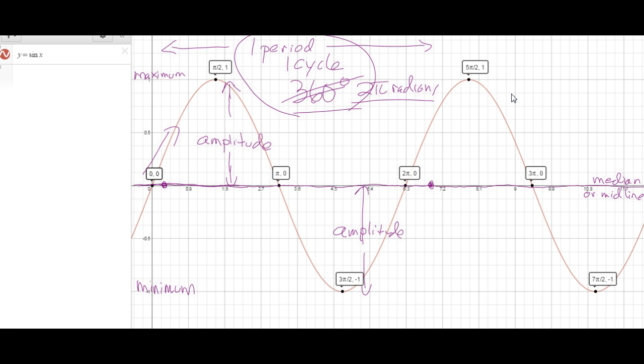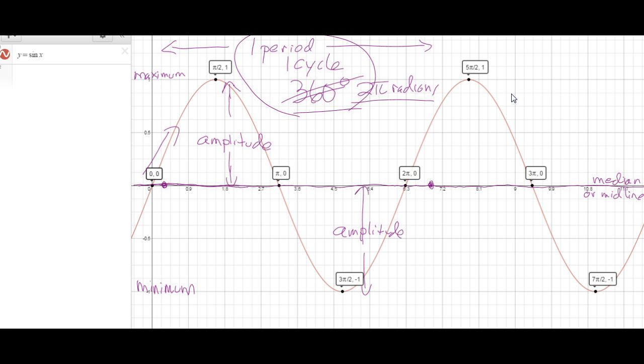Amplitude, still the same, right? The amplitude is 1. Doesn't matter if we're measuring in degrees or radians. All that affects is the x-axis, right? Doesn't affect the y-axis. So the y-axis deals with the midline. Where's the midline? Did it move? It's still under there, right? I sketched it in. The midline is still there. It's at 0. Okay.